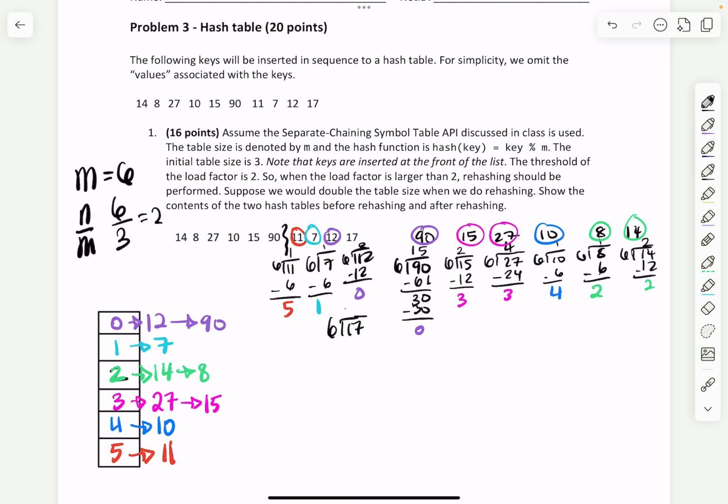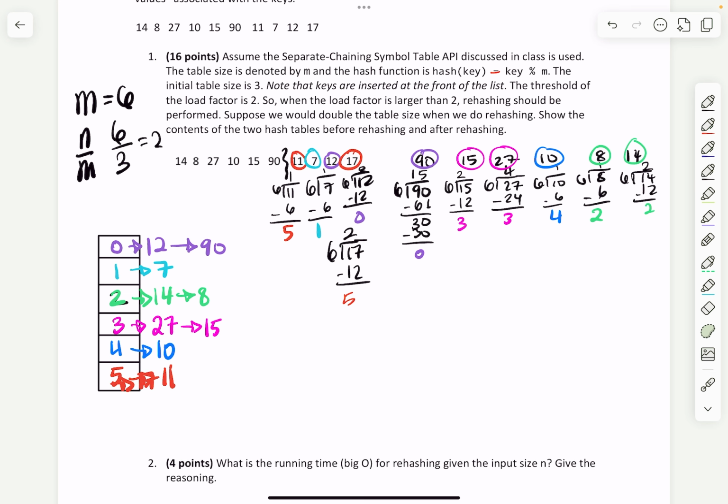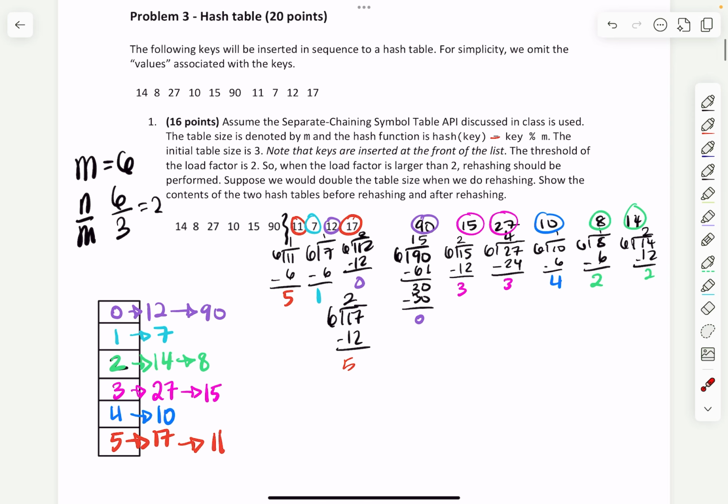6, 17, that'd be 2, so 12, and then 5. So the hash for 17 is 5. So that's going to be 17, and we insert from the front of the list. So from the front of the list, we insert, meaning we need to push 11. This goes here, this goes here. And this is your answer. This is your table after rehashing.